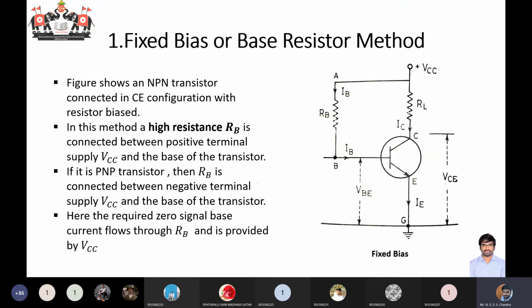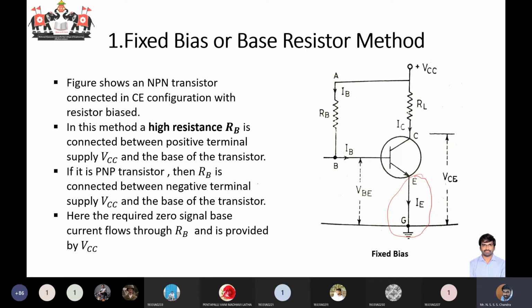So let us see the first circuit for today, called fixed bias or base resistor method. In this circuit we are taking an NPN transistor in common emitter configuration. Common emitter means which terminal will be grounded? The emitter terminal will be grounded, right? So we are grounding the emitter terminal.